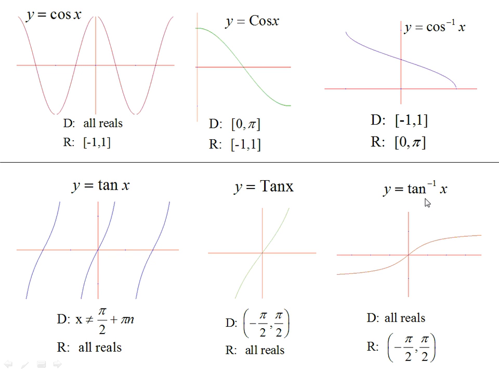So now when we have tan inverse, lowercase t, minus 1 exponent, the x and y's have traded. So again, all reals now for the domain, and our range is going minus pi over 2 to pi over 2. So the vertical asymptotes that the tangent usually has at minus pi over 2 and positive pi over 2 are now going to be horizontal asymptotes on the inverse function. So I have a horizontal asymptote at pi over 2 and another one at negative pi over 2. Okay. Hopefully all that's making sense to you.